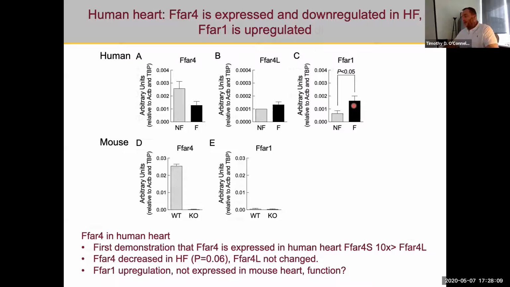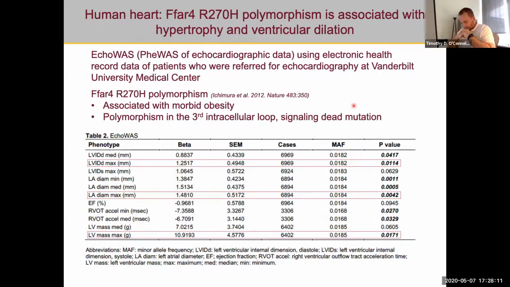Well, the next question we had is, is there any functional relevance of FFAR4 in the human heart? To address this, we turned to our friend Quinn Wells at Vanderbilt University, and what Quinn did was an ECHO-WAS study. Now, that's kind of like a phenome-wide association study, except you're using echocardiographic data. So Quinn pulled electronic health record data from patients who were referred for echocardiography at Vanderbilt. And then we looked at known polymorphisms of FFAR4 and tried to determine if that had any effect on cardiovascular function.